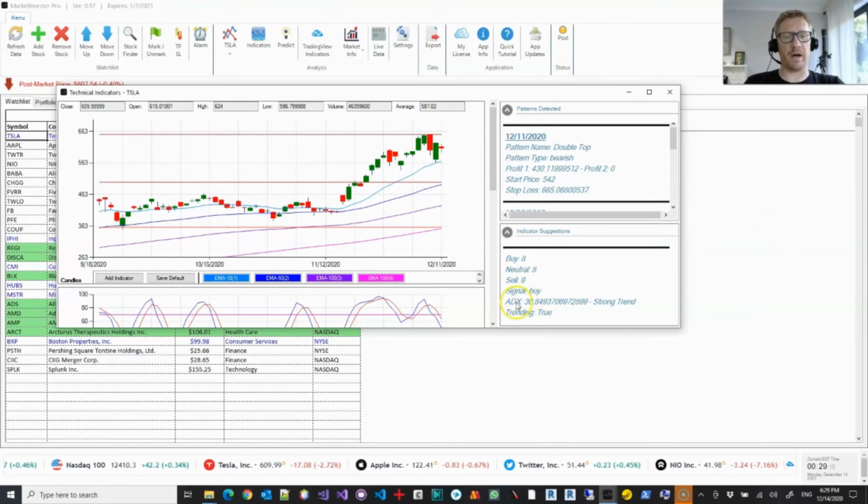The signal says buy. The ADX value, which is an important indicator, ranges from 0 to 100. It tells us currently it's on 30.85 more or less, and it's saying it's a strong trend and that this is a trending stock.